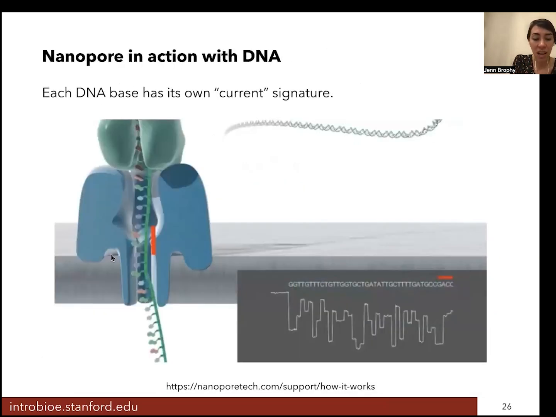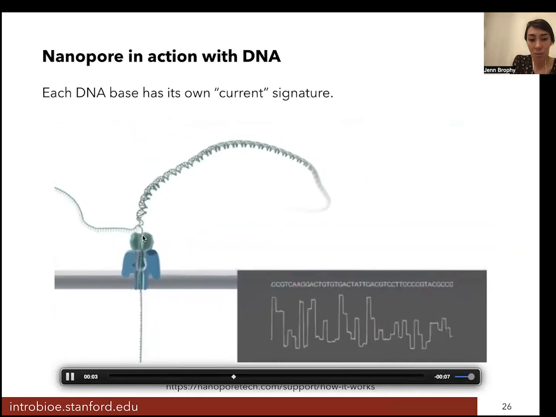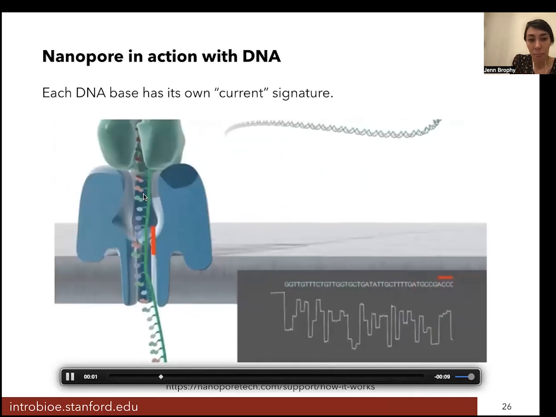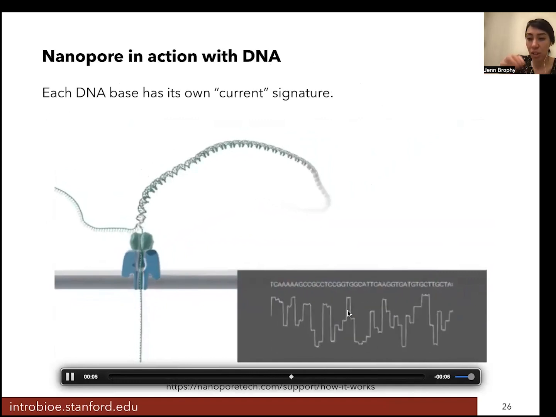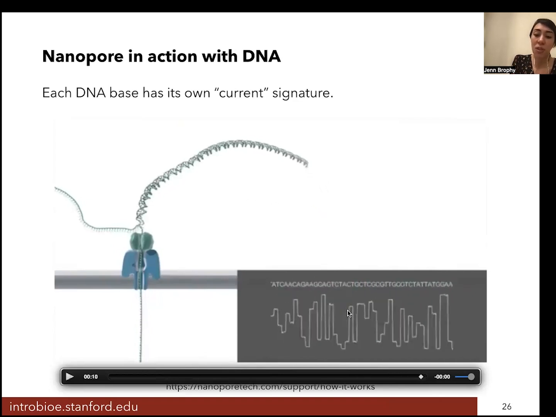So something like that looks like this, where here's the DNA passing through the nanopore. And I apologize, that's super fast, but it's all passing through slowly, and you get this signature of different currents that correspond to the different bases passing through, and therefore the sequence of the DNA. Nanopore has all these great how-it-works videos.